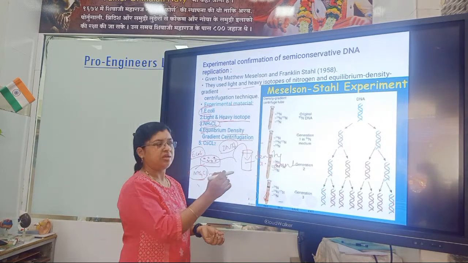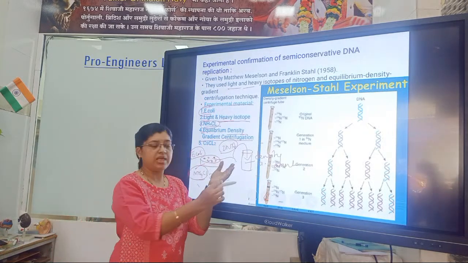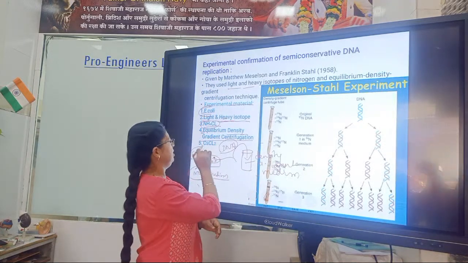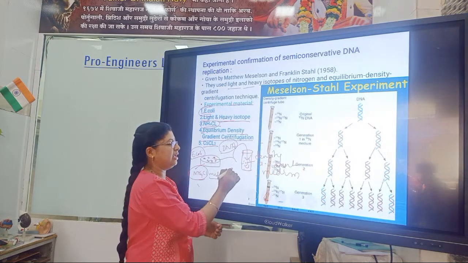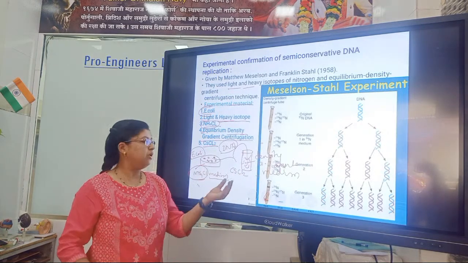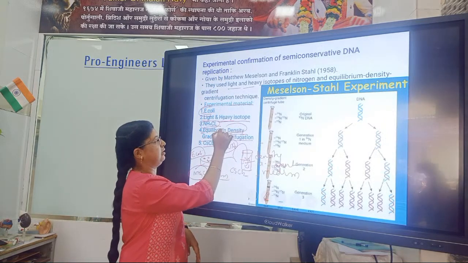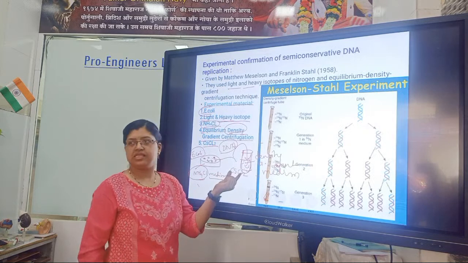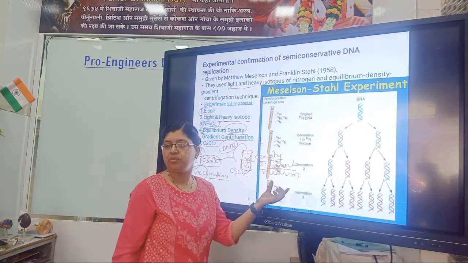Understood? Yes. Okay, means what? DNA is separated from E. coli, and added into the density gradient medium. That is CsCl2. What is inside this test tube? CsCl2. Okay, this is the medium. For what? To detect density. Density. Okay, this test tube contains CsCl2, right? Yes. This is nothing but the density gradient medium.